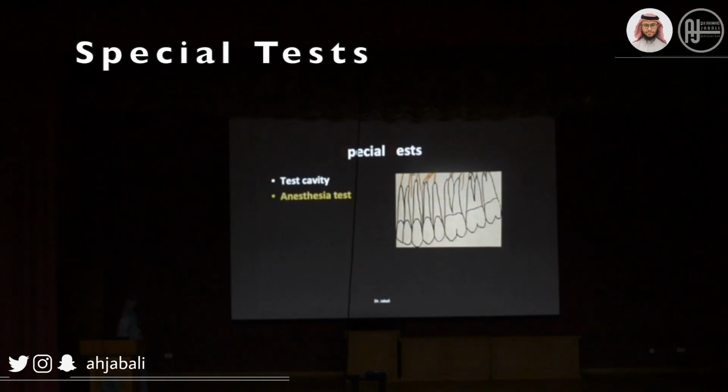Anesthesia test, you might need to do an anesthesia test if the patient is having pain in upper and lower area and cannot determine where is the source of the pain.